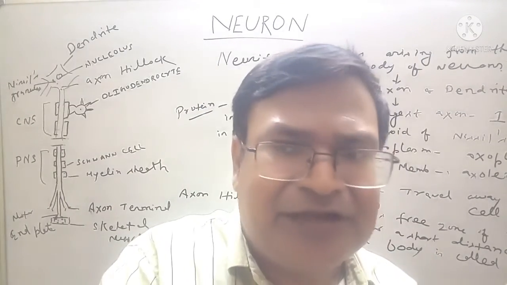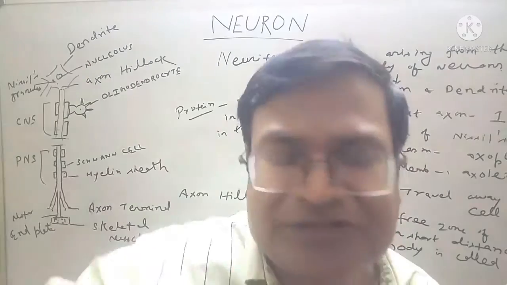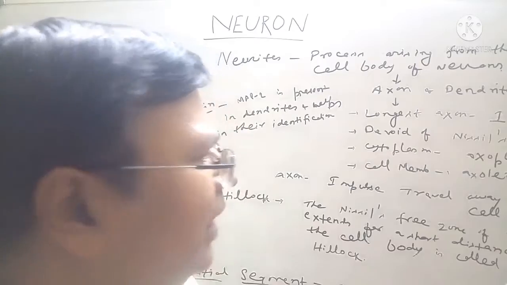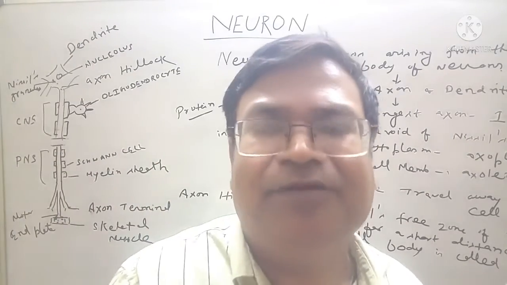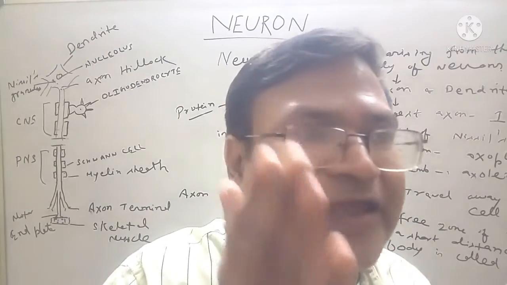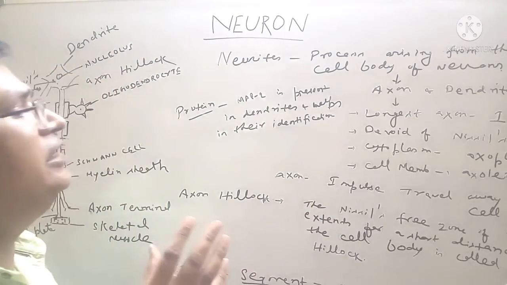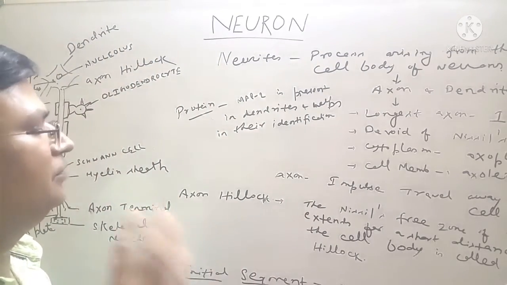The cytoplasm of the axon is called the axoplasm, and the cell membrane is called the axolemma. In normal cells, the membrane is called the cell membrane. Here the name is axolemma, and the cytoplasm has a special name in the axon, it is called the axoplasm.